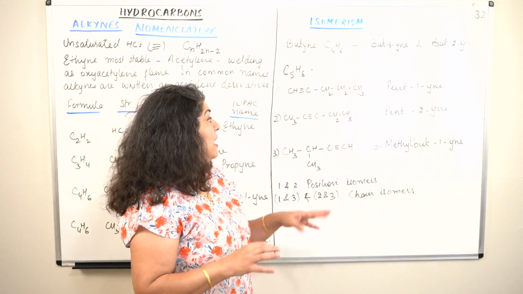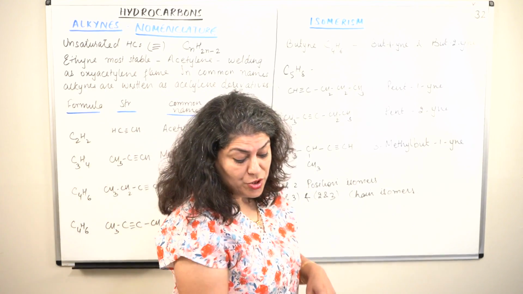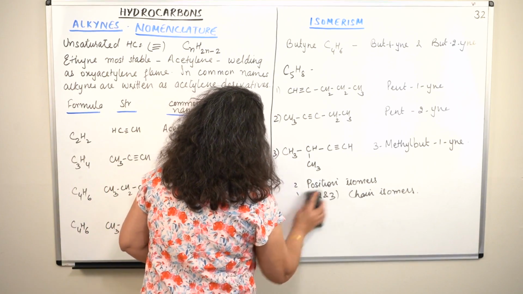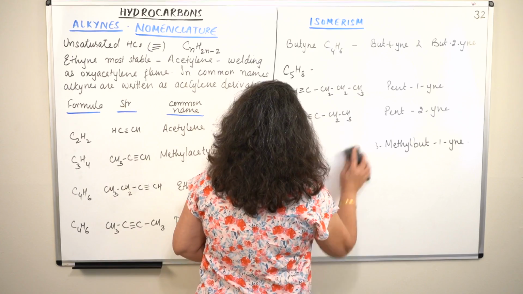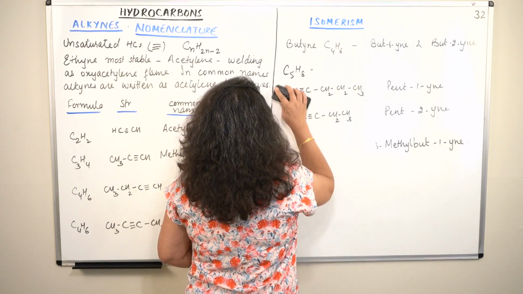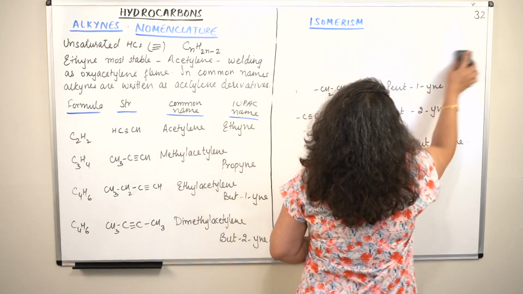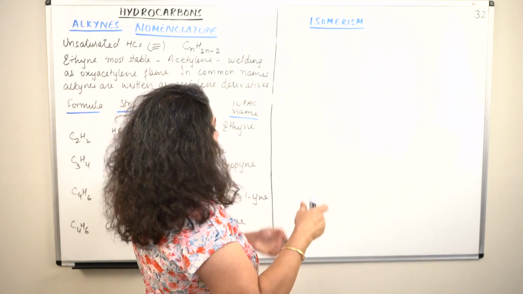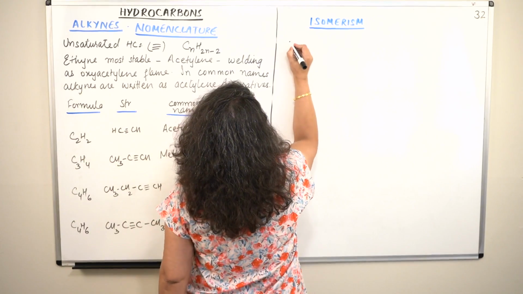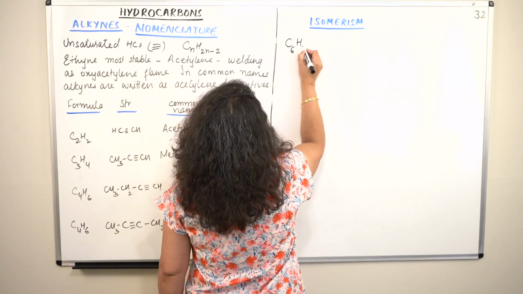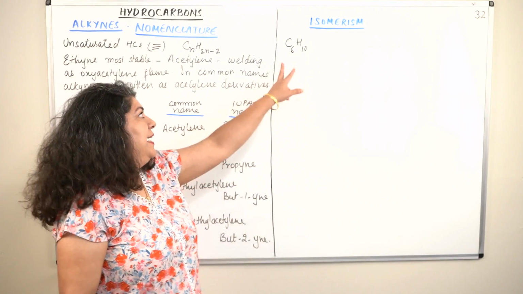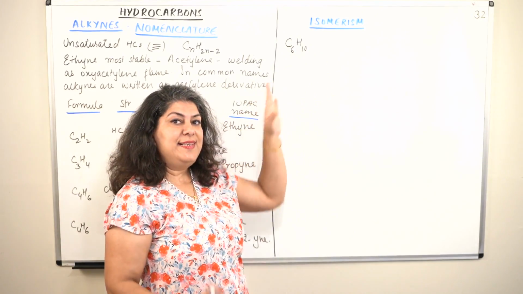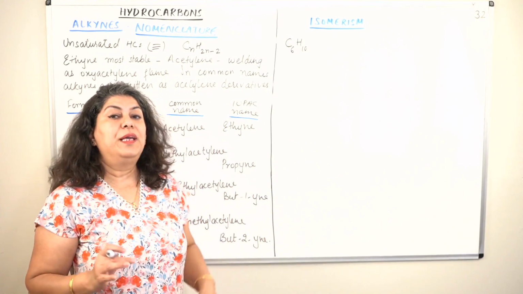Right? Let us now write down the isomers of hexyne. So what will the formula of hexyne be? C6H10, right? CnH2n minus 2. C6H12 minus 2 is 10. C6H10. Let us try and make the structures.